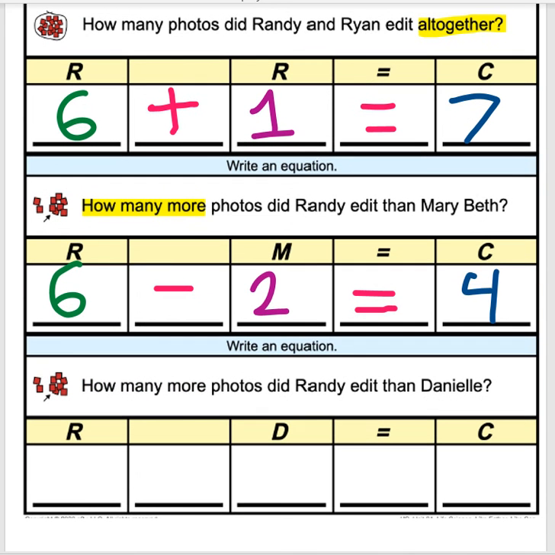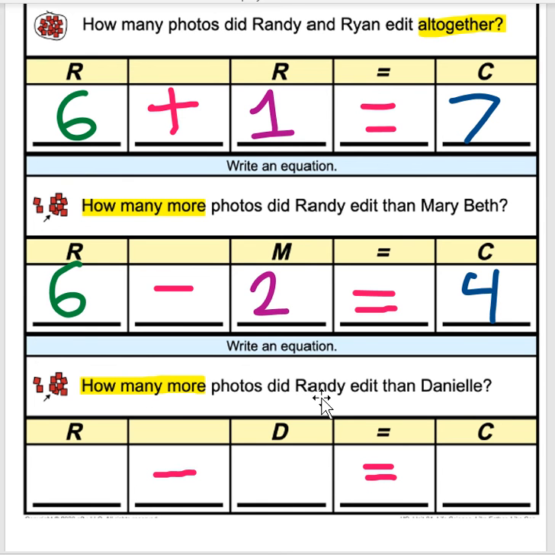And let's look at our third question. How many more photos did Randy edit than Danielle? So once again, we see how many more. So we know we're going to be what? We're going to be subtracting. So you can go ahead and put your minus sign or your subtraction sign in your equation.